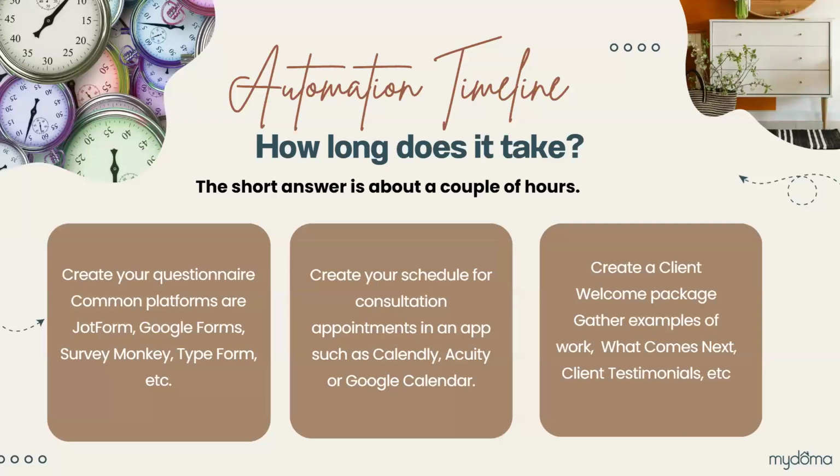So again, automation timeline, how long does it take? The short answer is about a couple hours, but if you are continuing to use them, you'll continuously update them as you go and as you learn and as you find different things that maybe you want to add or remove until you've kind of perfected it.